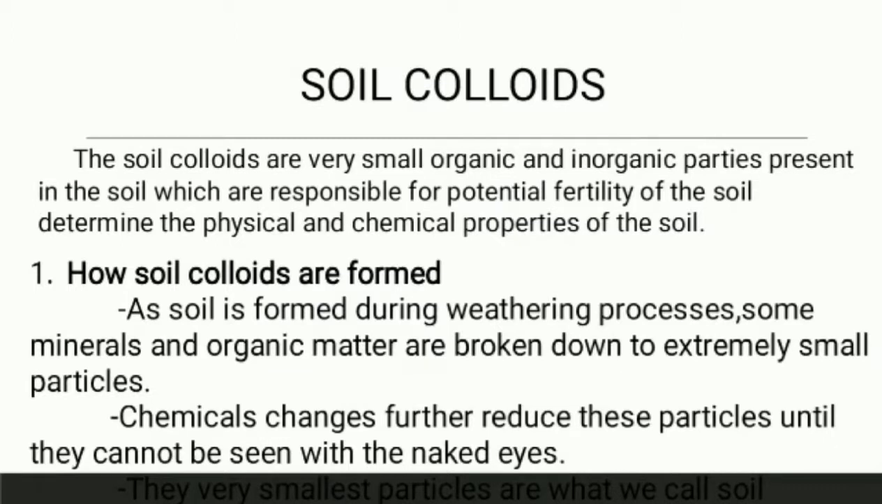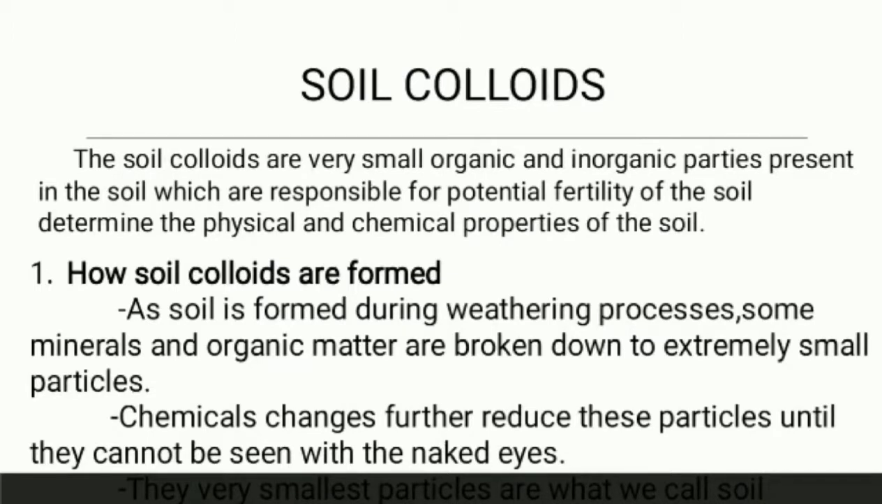The soil colloids are very small organic and inorganic particles present in the soil which are responsible for the potential fertility of the soil and determine the physical and chemical properties of the soil.